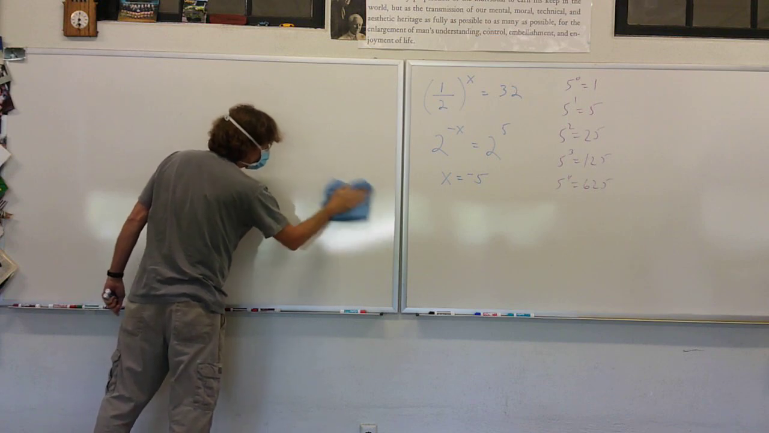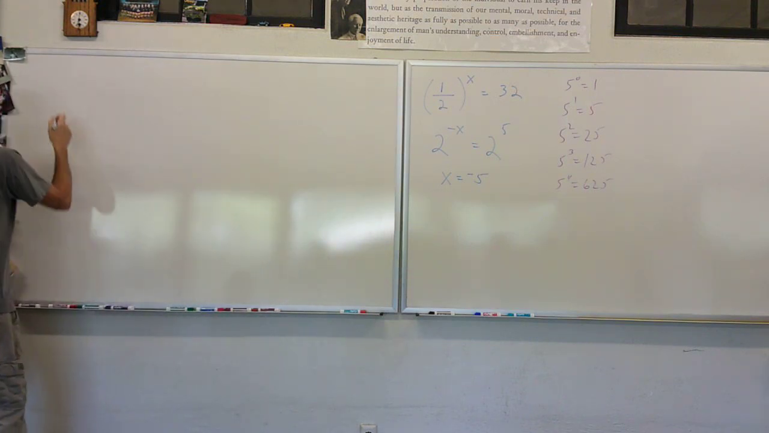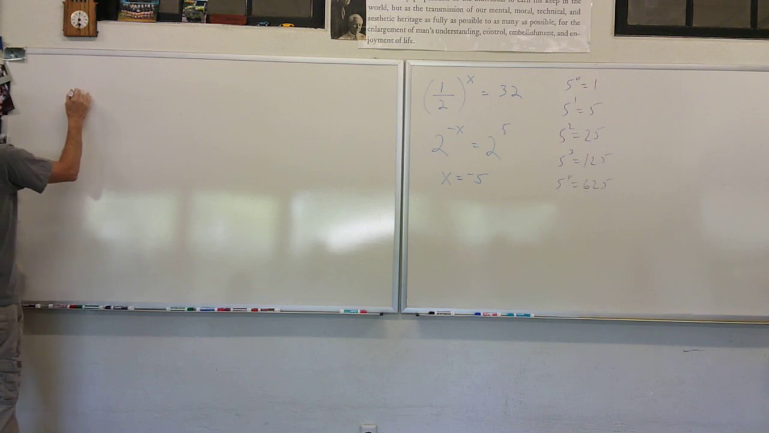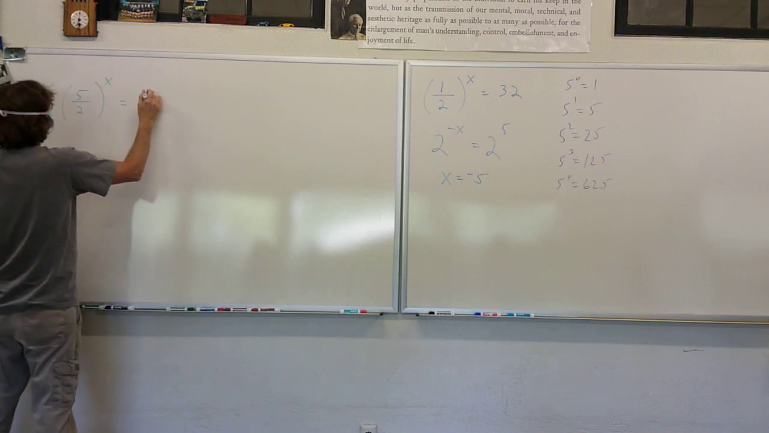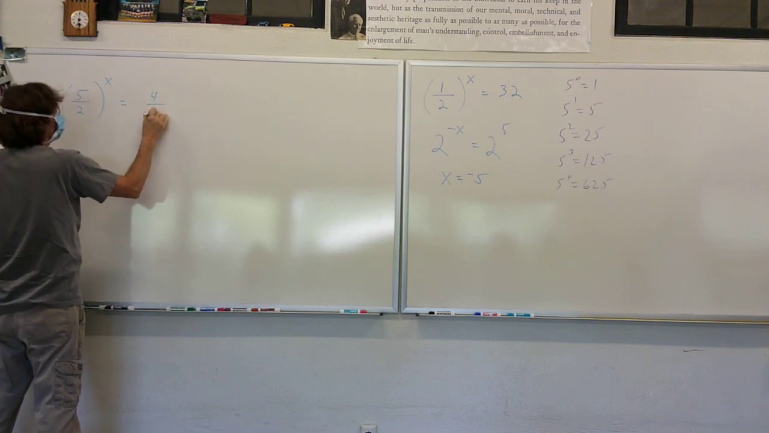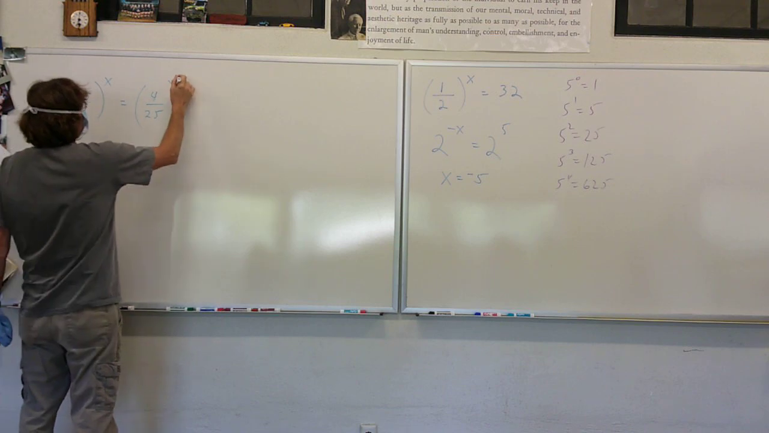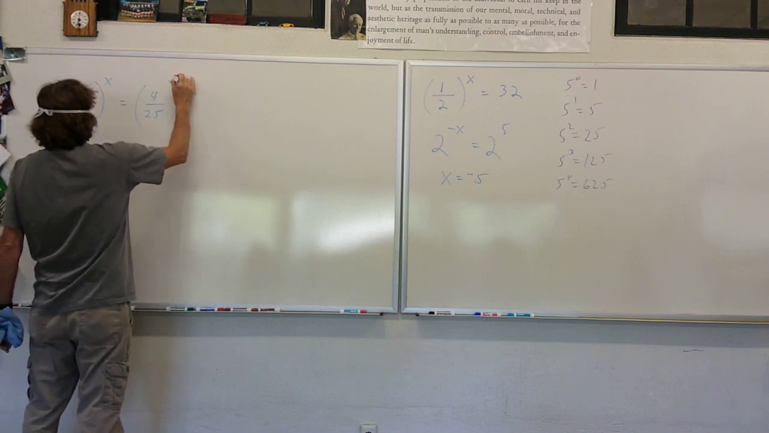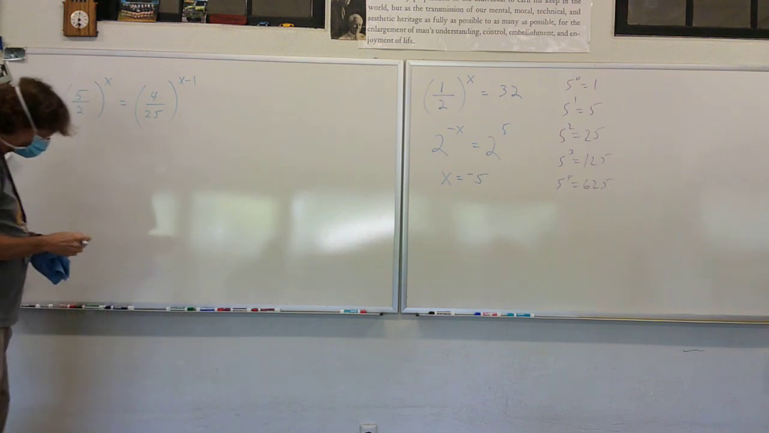Now, five halves raised to the x equals 4 over 25 raised to x minus 1. Okay.